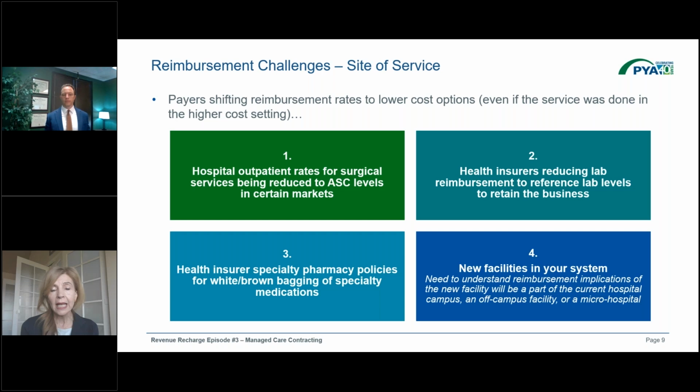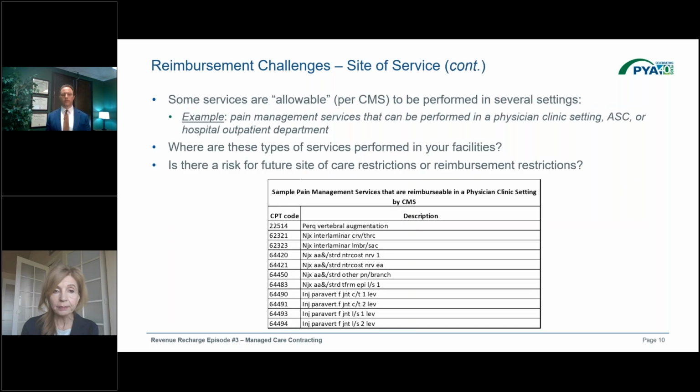And fourth is a very complex set of items, but proceed with caution when you're adding any new sites of care, whether it's in your facility, on campus, an off-campus facility, or a new micro-hospital. All of these new sites of service have very different implications for reimbursement. Before you proceed on these new sites, please make sure you understand carefully the reimbursement implications, making sure it's what you intend for your facility and your system.